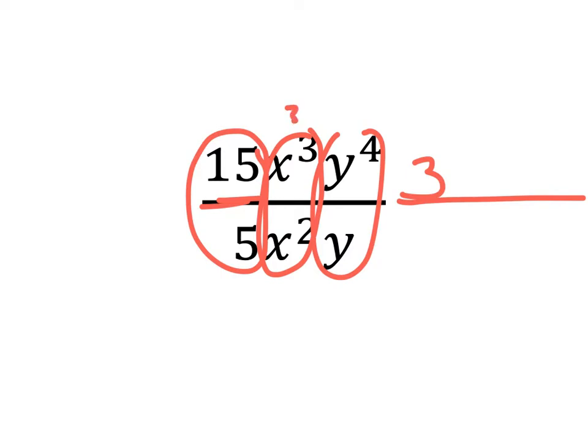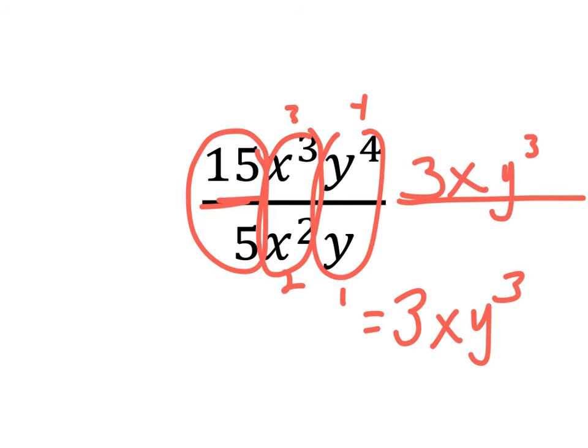Look at the x's. There's 3 and 2. So when I cross out, my leftover is going to be on the top, and there's going to be 1 of them. I can put the 1 if I want to. I do not have to if I don't want to. And then I'll look at the y's. I have 4 on the top and 1 on the bottom. So the leftovers will also be on the top, and there will be 3 of them. So it simplifies to 3xy to the 3rd.